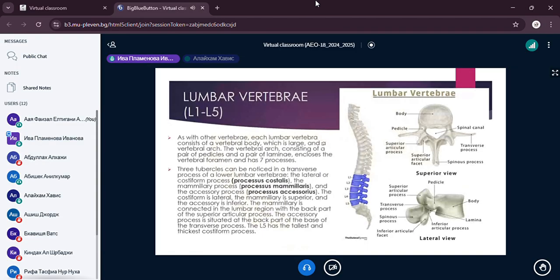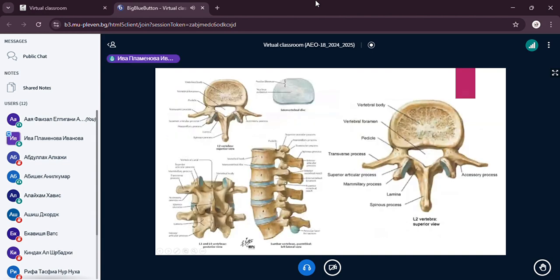Okay. And the lumbar vertebrae are the only ones which have what? These three processes. This one here, how do we name that?